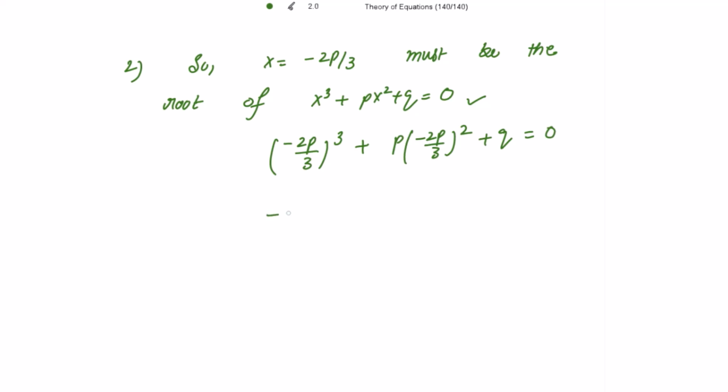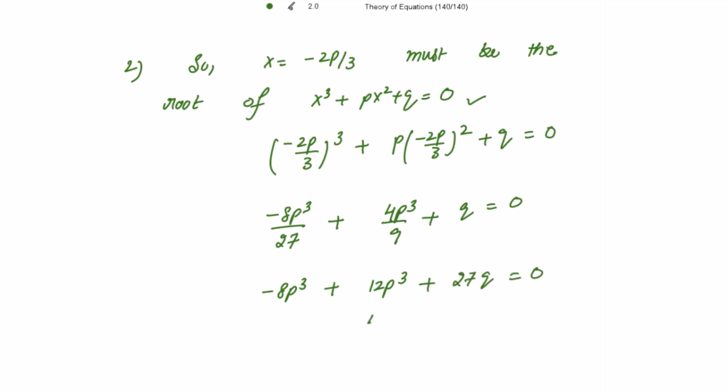So this is minus 8p cube divided by 27 plus 4p cube divided by 9 plus q equal to 0. That is minus 8p cube plus 12p cube plus 27q equal to 0. That is 4p cube equal to minus 27q. That is p is equal to (minus 27 divided by 4 q) to the power 1 by 3. So this is your required answer.